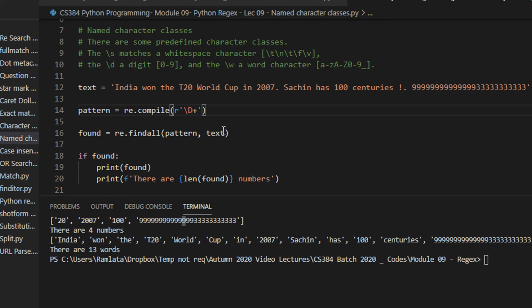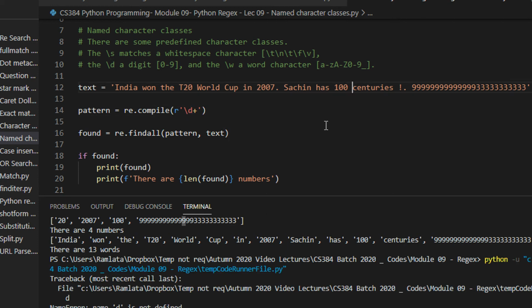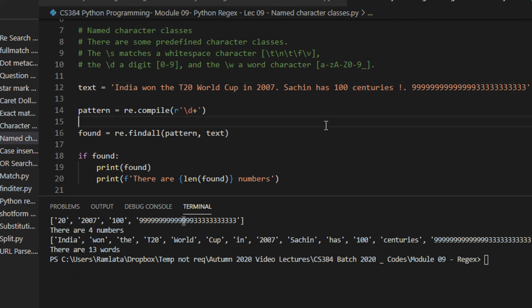So small d is matching the digits from 0 to 9. Capital D means non-digits, right? It's the inverse of this, like the complement. We have \d and \D, \w and \W, similar to this. So capital D is more like non-matched. Fine. So this is how the named classes can be defined, just showing the flexibility of regular expressions.